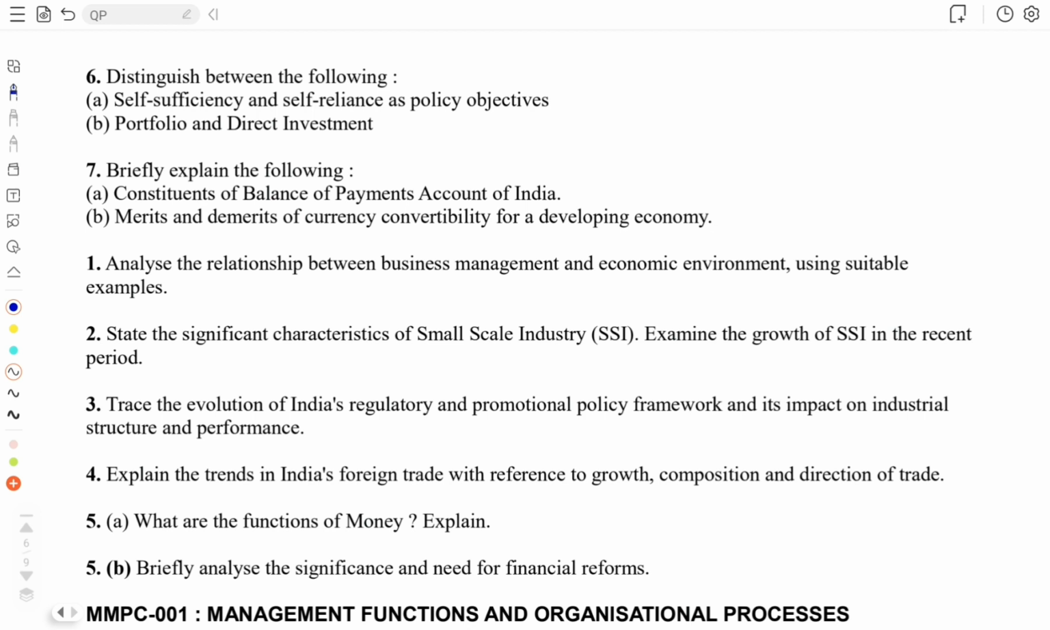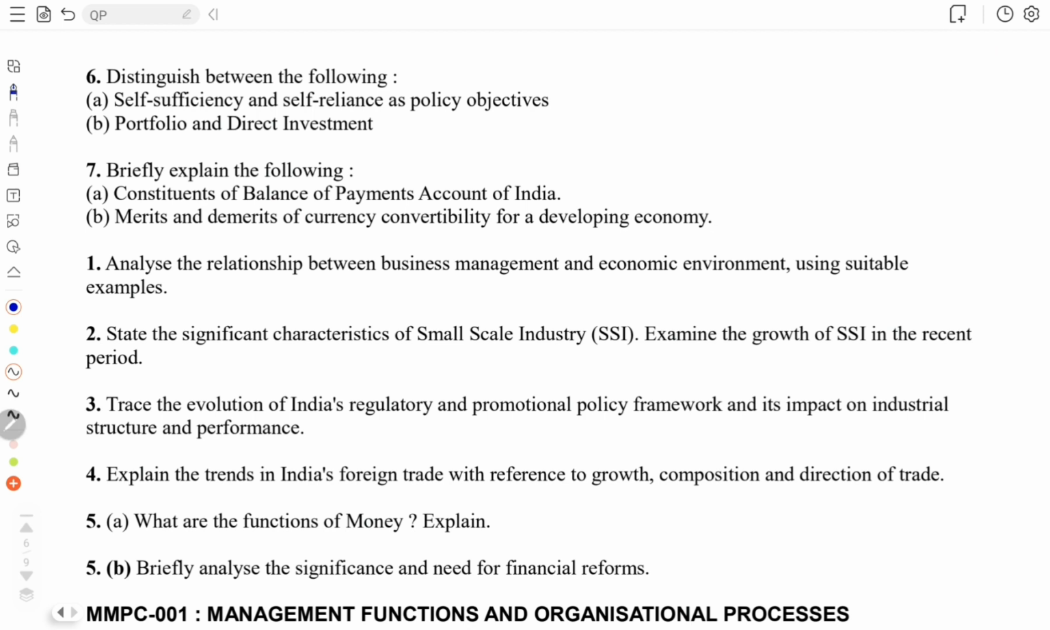So if you have less than 10% investment in the stocks, then it is a portfolio investment. If you have more than 10%, then you can directly buy, that is direct investment. Okay, briefly explain the following. Constituents of BOP account in India, we have already discussed. Merits and demerits of currency convertibility for a developing economy.